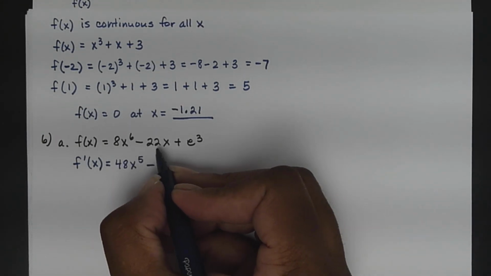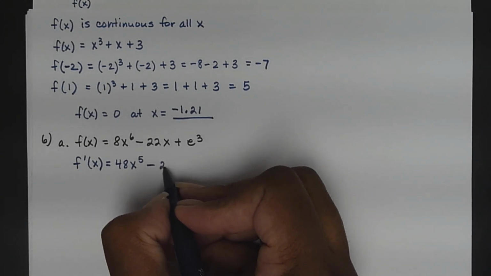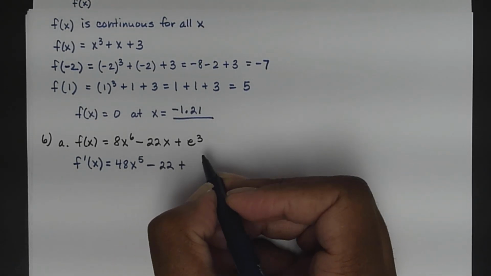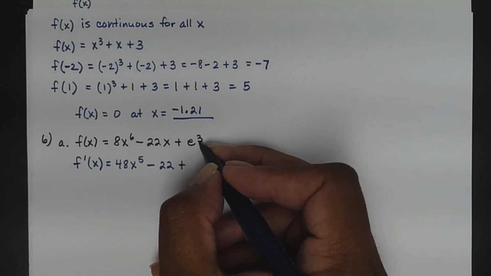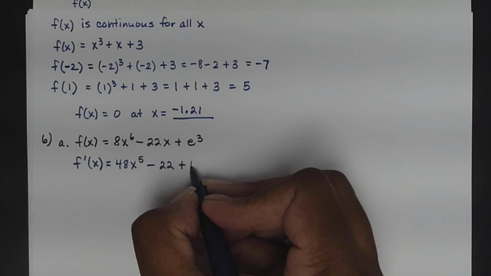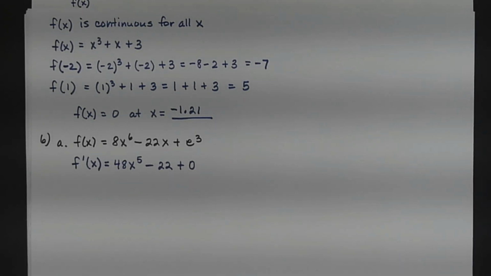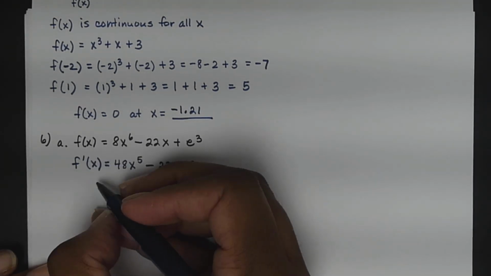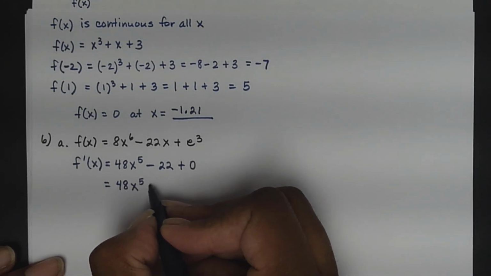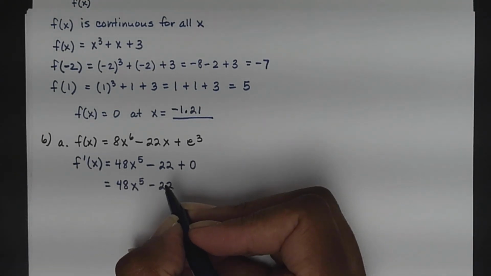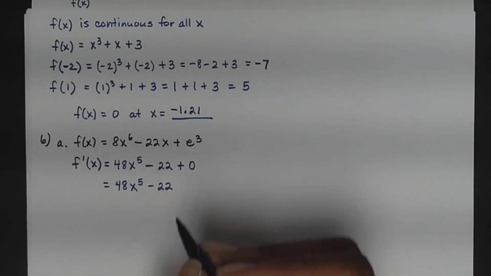And then minus the derivative of 22x, that's simply going to be 22, plus e cubed. That's a constant. Actually, that is a constant. So the derivative of a constant is 0. So I can just simplify this as 48x to the 5th minus 22. And that's all there is to it.